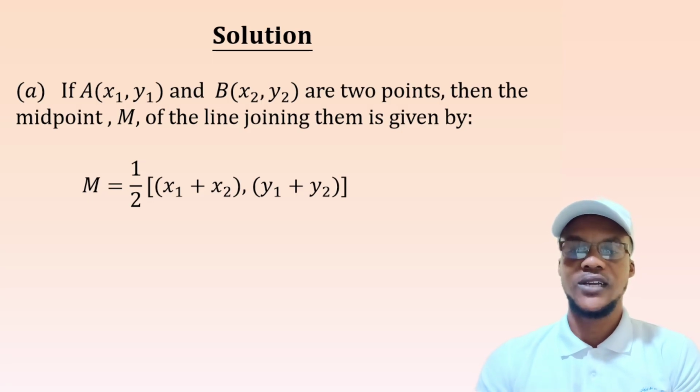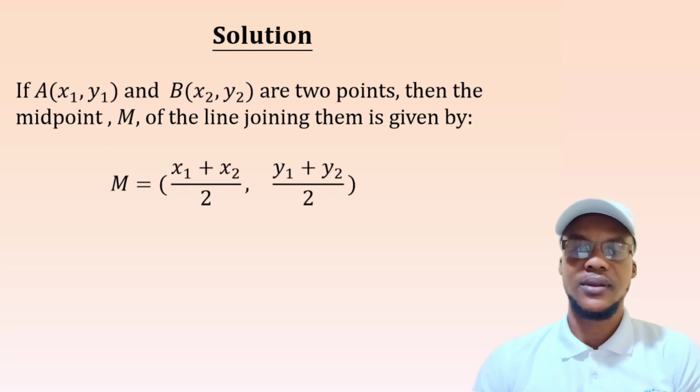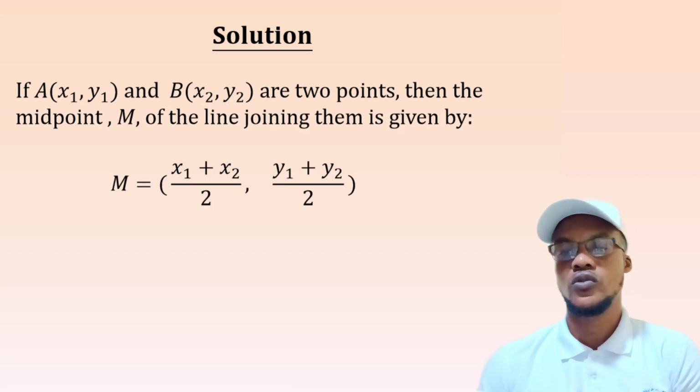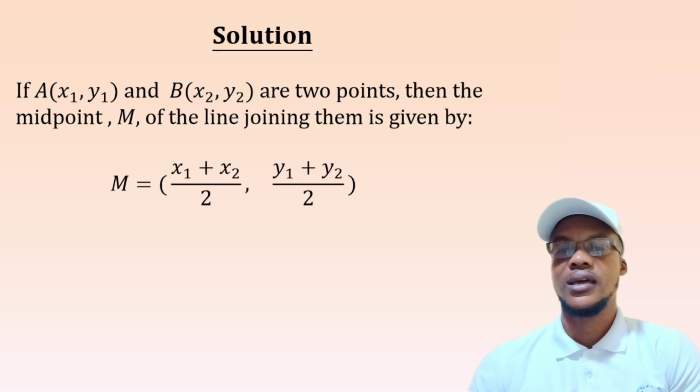Let's write the formula in a nice way. M is equal to (x1 plus x2) divided by 2, and (y1 plus y2) divided by 2. So this is what we are going to use. Then let's identify from the question which one is our x1, which is our x2, and also y1 and y2.